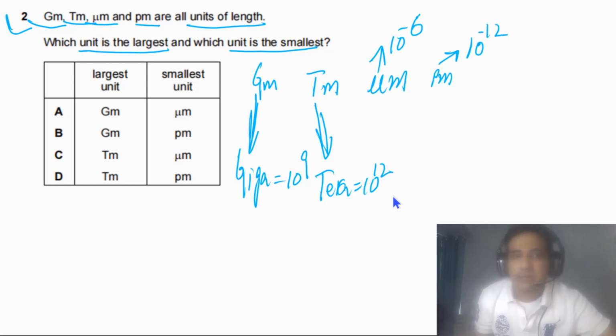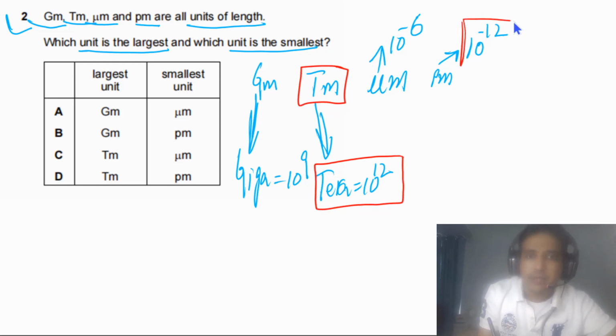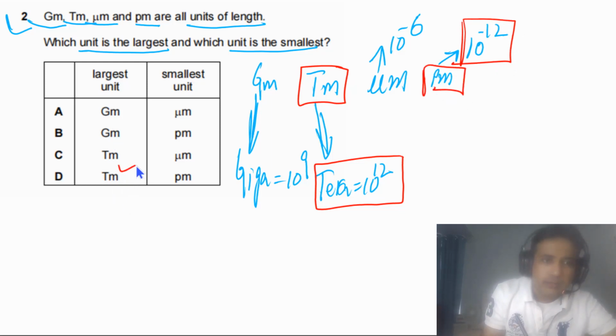The question is simply asking you which one is the largest. So tera is the largest, meaning this one is the largest one, and this one is the smallest one. So we have the largest, this is the largest, this one is the smallest. So the answer for this question is D.